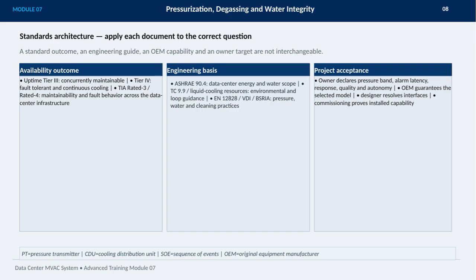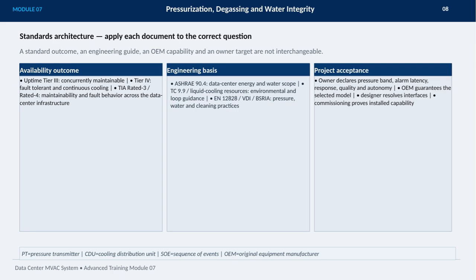and not interchangeable concepts. When we talk about availability outcomes, Uptime Tier 3 requires systems to be concurrently maintainable, whereas Tier 4 demands fault-tolerant and continuous cooling capabilities. Similarly, the TIA rated 3 and rated 4 classifications emphasize maintainability and fault behavior across data center infrastructure.